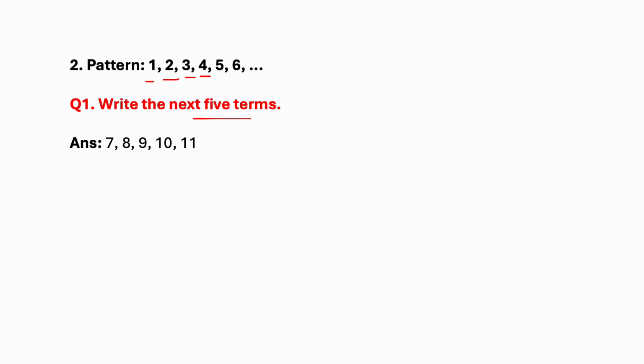See the next pattern 1, 2, 3, 4, 5, 6, etc. We start from 1 and add 1 each time. So after 1 comes 2, then after 2 comes 3, after 3 comes 4 and so on. This is called a counting number pattern. Write the next 5 terms. The next 5 terms are 7, 8, 9, 10, 11.